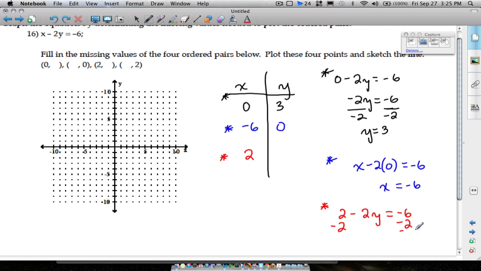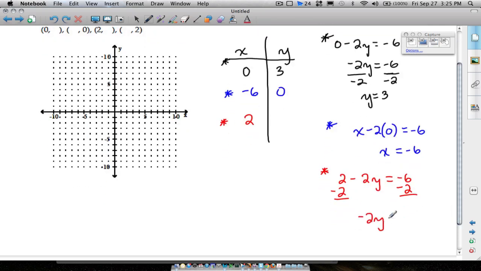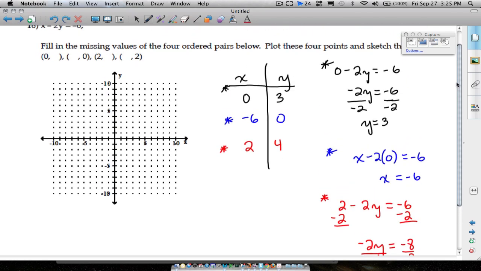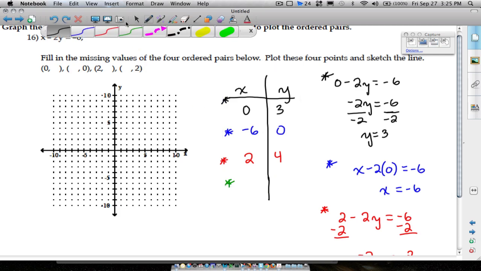And now we can solve this equation for y. So let's subtract 2 from both sides. Negative 2y is equal to negative 8. And let's divide by negative 2, so we get y is equal to positive 4. Watch your signs right there. And now we have one more point. Something comma 2. So this last point on our t-chart, we want to plug 2 into the y spot.